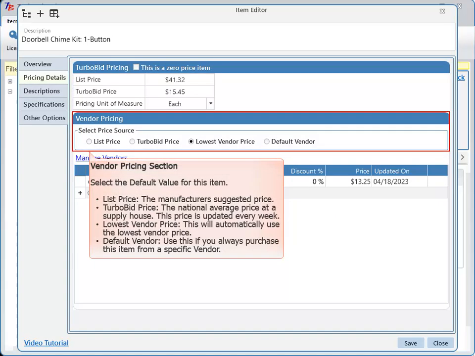Vendor pricing section. Select the default value for this item. List price. The manufacturer's suggested price. TurboBid price. The national average price at a supply house. This price is updated every week.